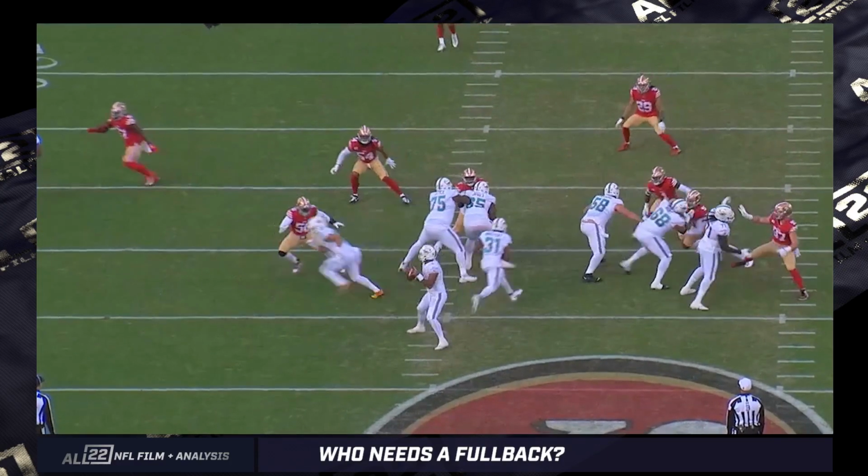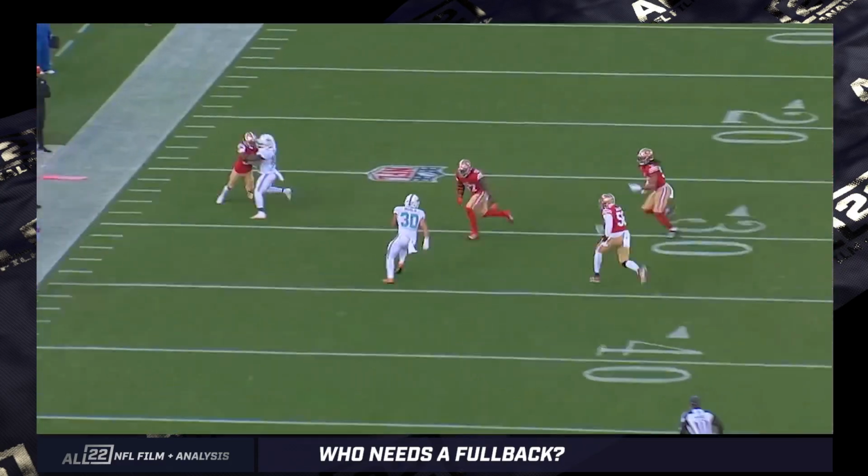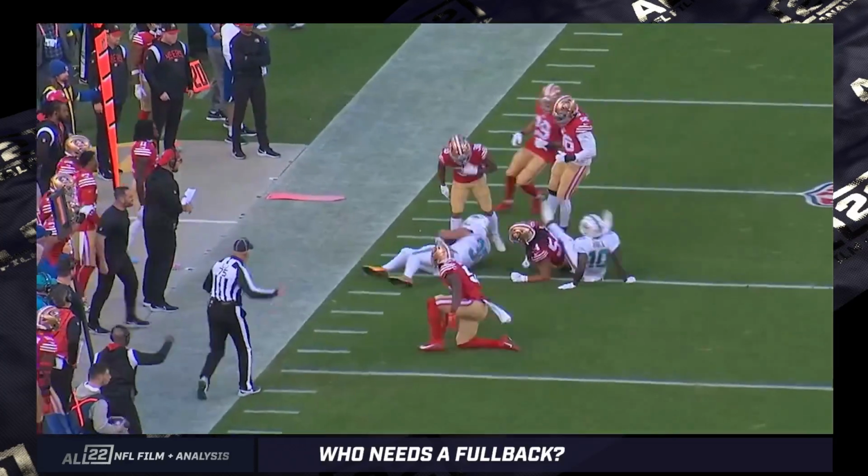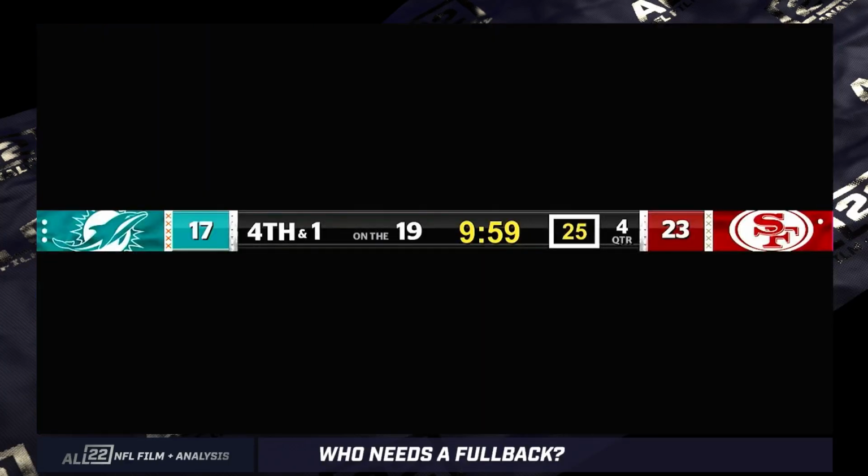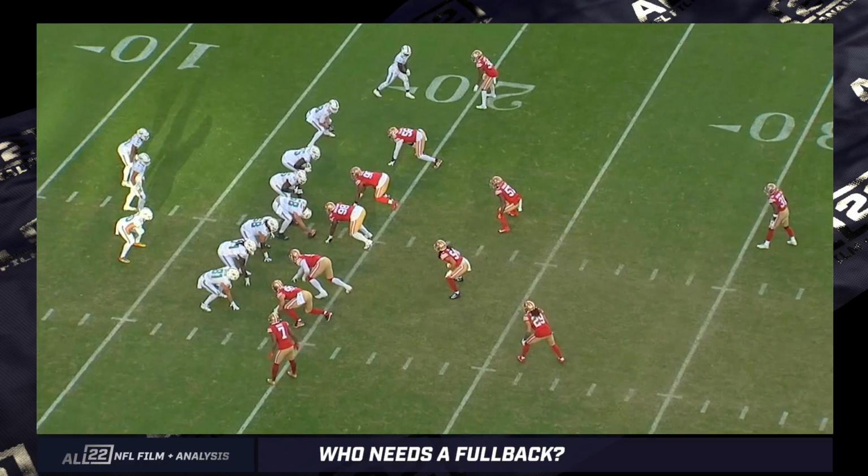Was Matt Stafford or Jared Goff, when they went to the Super Bowl with him, either one of them a huge run threat? Well, no, but you do have to account for the bootleg. It is a foundational element of what they do.